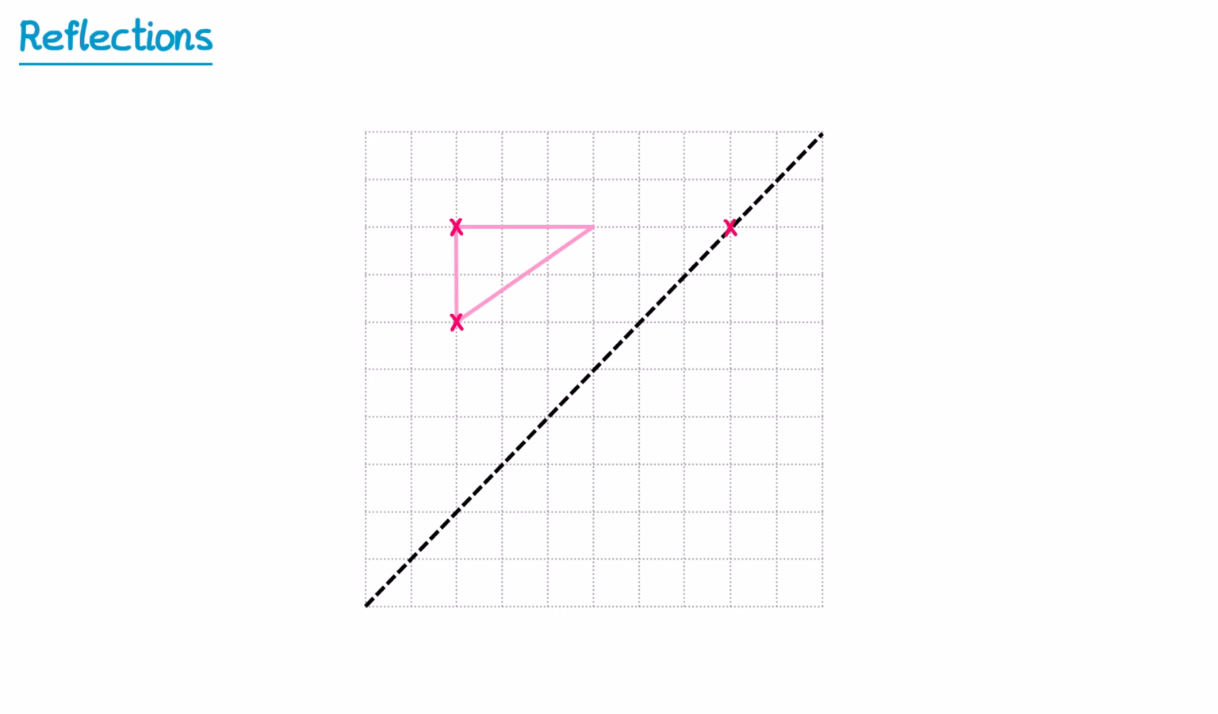But we don't continue three squares in this direction. Instead, we imagine that when we hit the line, we take a 90 degree turn and go three squares down instead. So we'll need to go 1, 2, 3. Let's try this with the other points.